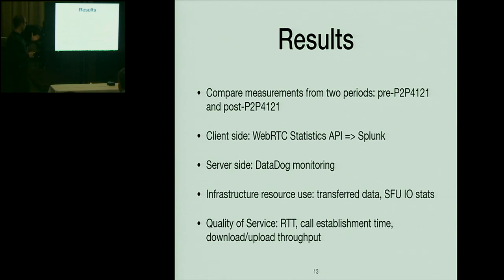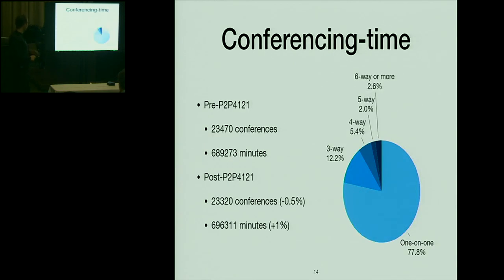So for the infrastructure, we have gathered data about the amount of transferred data, the SFU I/O stats like memory, CPU, system load, and things like that. And on the client, for the quality of service, we have RTT, call establishment time, and download and upload throughput. So we're going to see the results now.